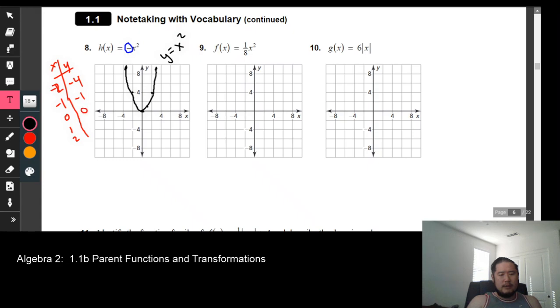When you plug this in, 0, 0. Plugging in 1, 1 squared is 1. Add, slap on the negative, -1, and -4. So the vertex right here is still at 0, 0. Let's go ahead and plot that point.